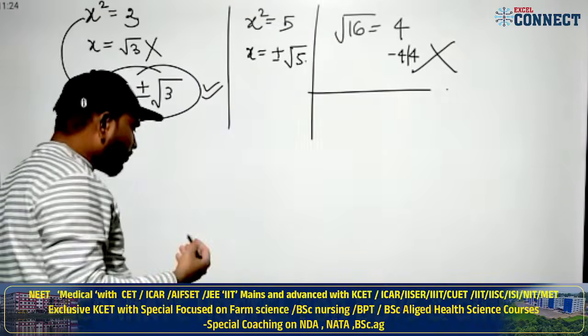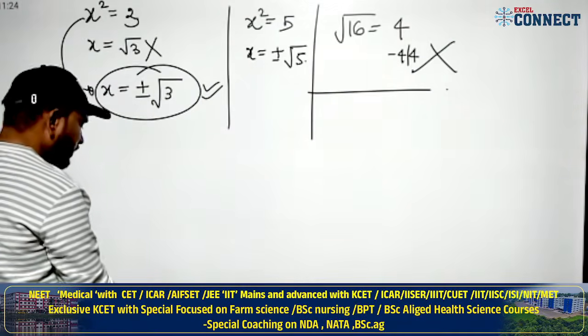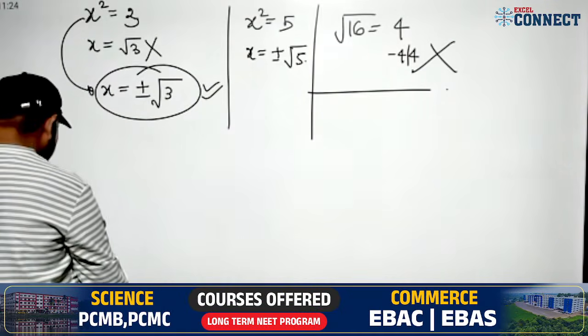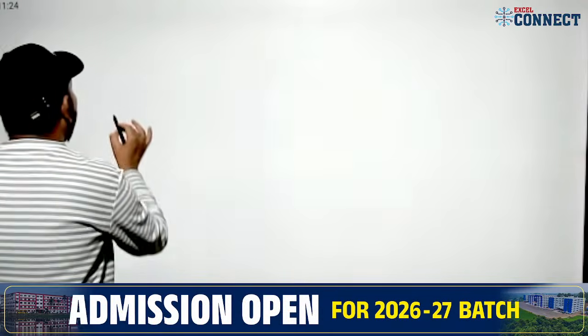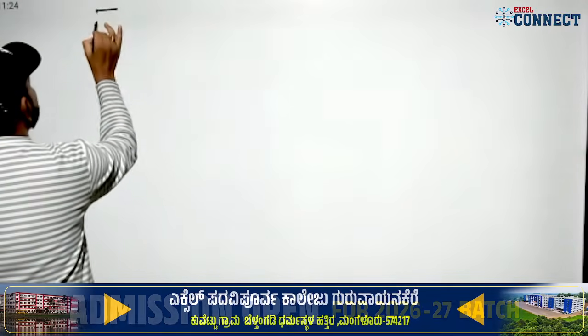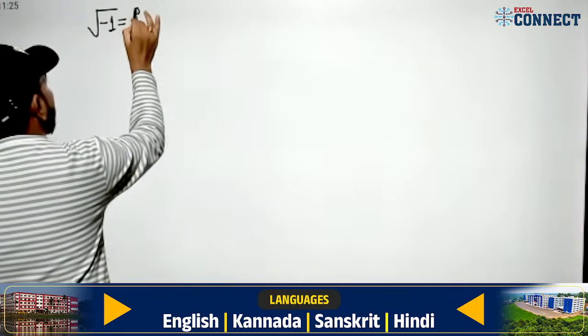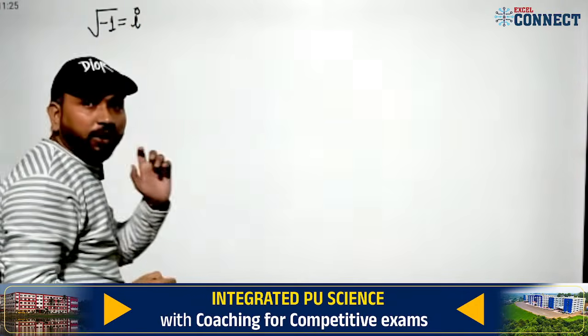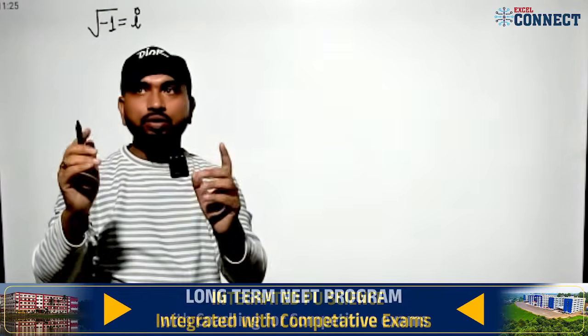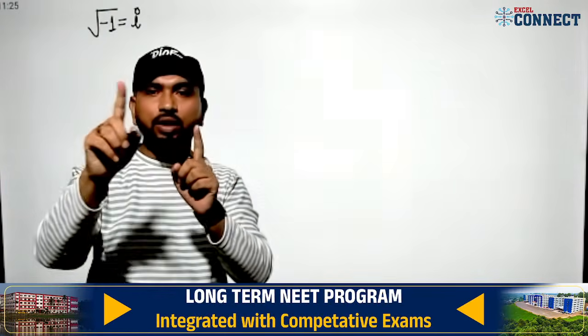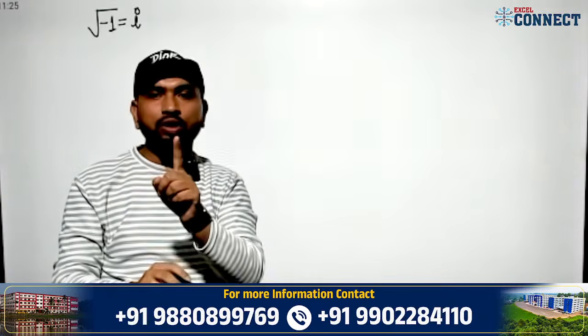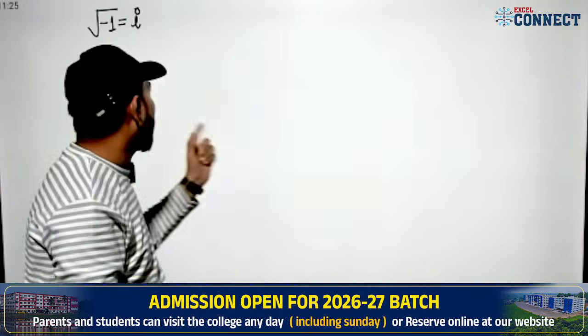Now, what is the importance of iota? So let me explain what iota is. Iota means the square root of -1. Now remember these things. What is iota? Iota means the root of what? The root of -1. That is iota.